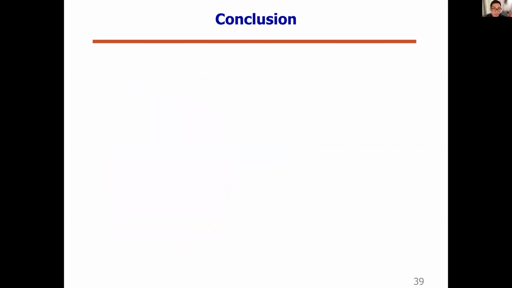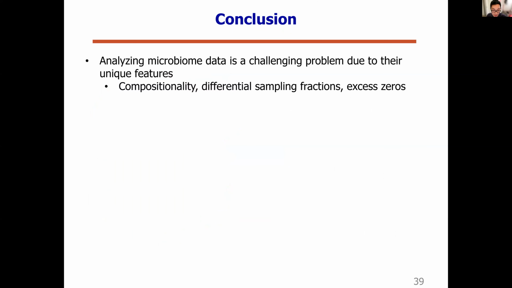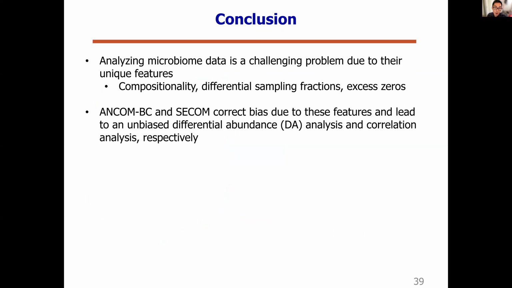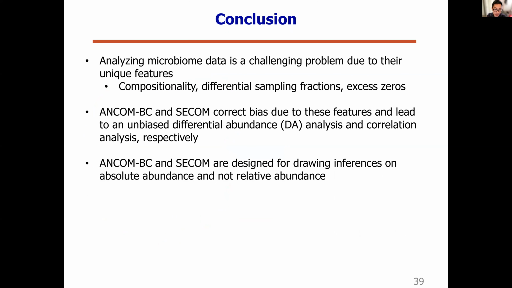So as a summary, analyzing microbiome data is a very challenging problem due to its unique features, such as compositionality, differential sampling fractions, and of course, sparsity with zeros. Both ANCOM-BC and SECOM can correct the bias due to these features and lead to unbiased differential abundance analysis or correlation analysis, respectively. What is important to emphasize is that ANCOM-BC and SECOM are designed for drawing inference on the absolute abundances, not the relative abundances, such as the proportions.